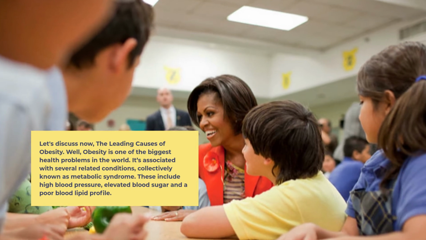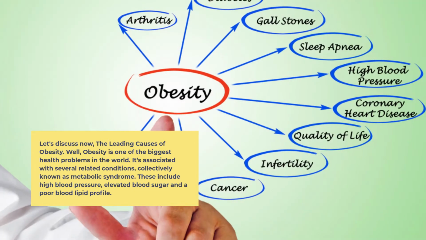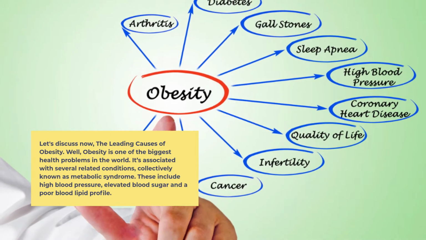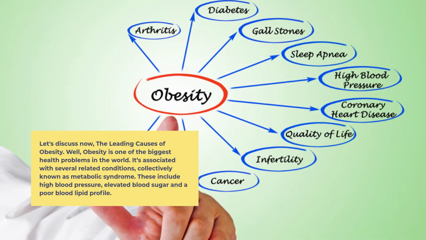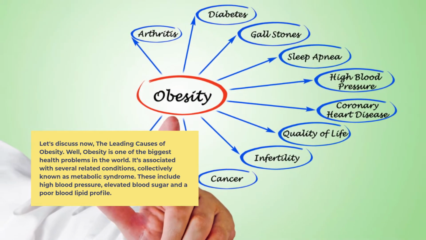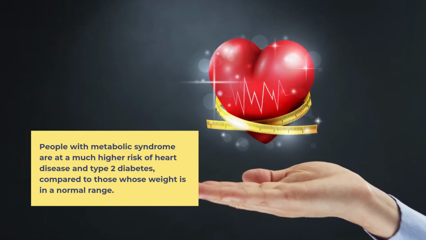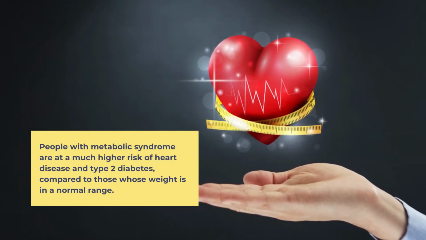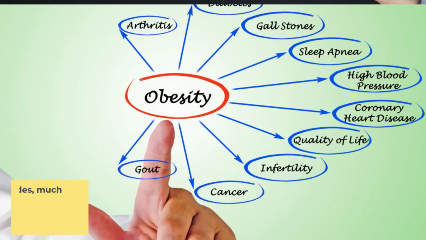Let's discuss now the leading causes of obesity. Well, obesity is one of the biggest health problems in the world. It's associated with several related conditions, collectively known as metabolic syndrome. These include high blood pressure, elevated blood sugar and a poor blood lipid profile. People with metabolic syndrome are at a much higher risk of heart disease and type 2 diabetes, compared to those whose weight is in a normal range.